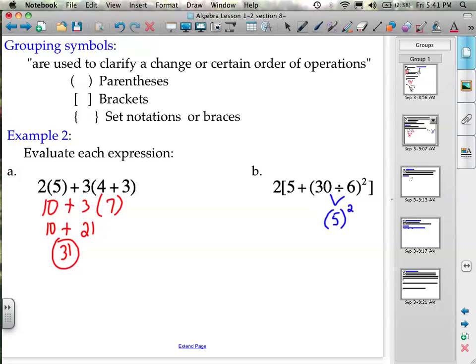So we want 5 squared. And you should rewrite it. Don't do too many steps at once. It's a bad habit to get into. All right, so now we have 5 squared. We add 5. Well, we know that exponents come before addition, so 5 squared is 25.